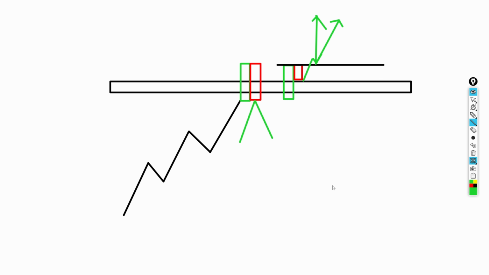And you can apply this strategy on the support level also. This is the example of resistance. Let me explain the support example also. So this is our support level. Price is moving like this. It broke. We got this breakout candle. Once we have this breakout, we will see what the market is doing, what the price is doing.